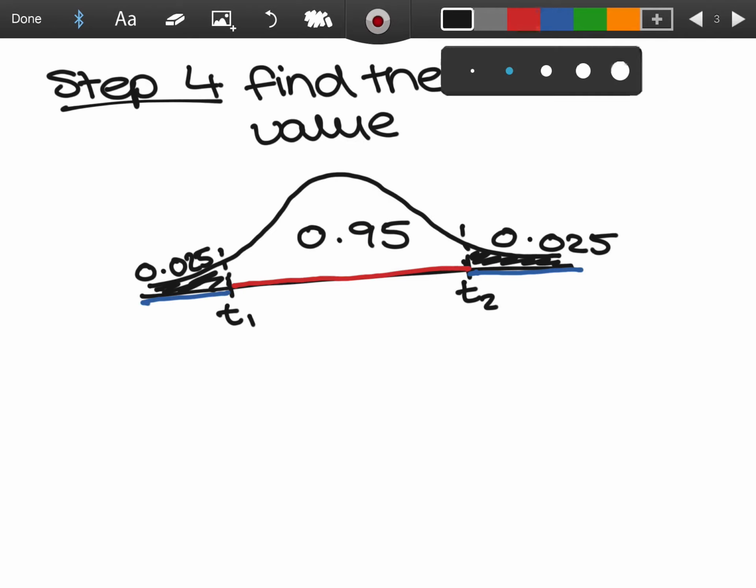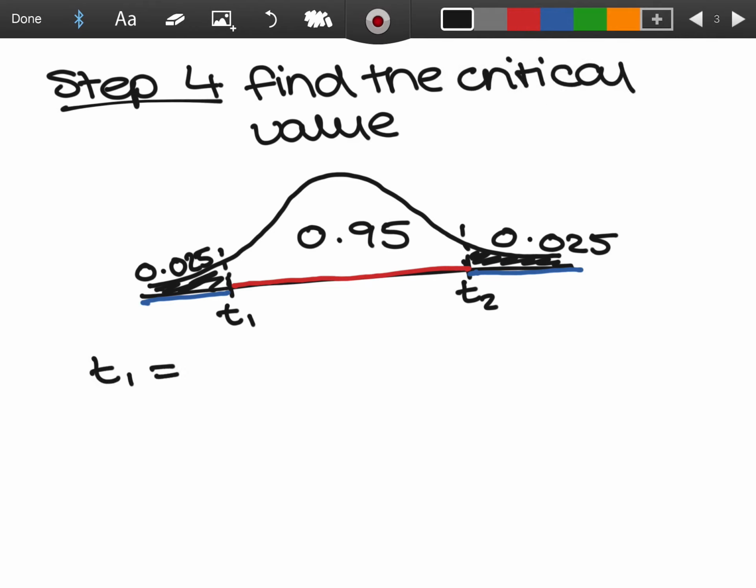Now, the way that you do this is to use inverse t on your calculator. So when you found a z value, you used inverse norm. To find a t value, you use inverse t. It's found in exactly the same place on your calculator.